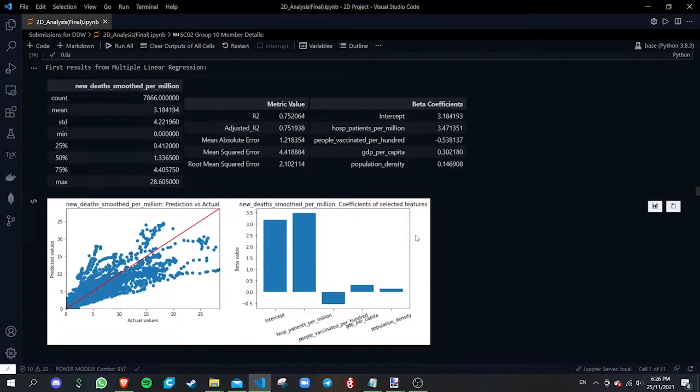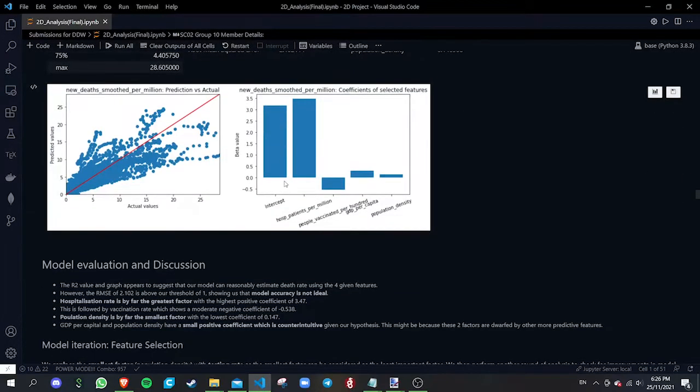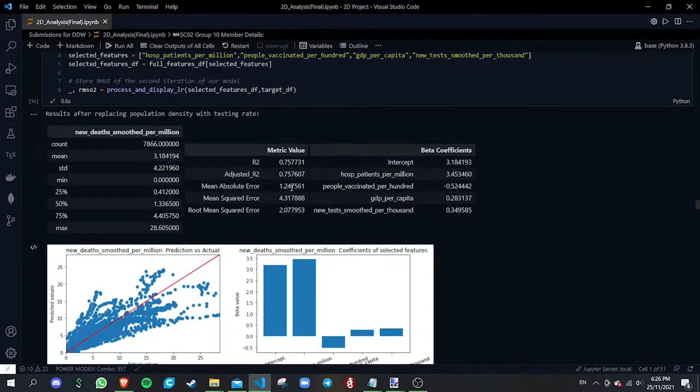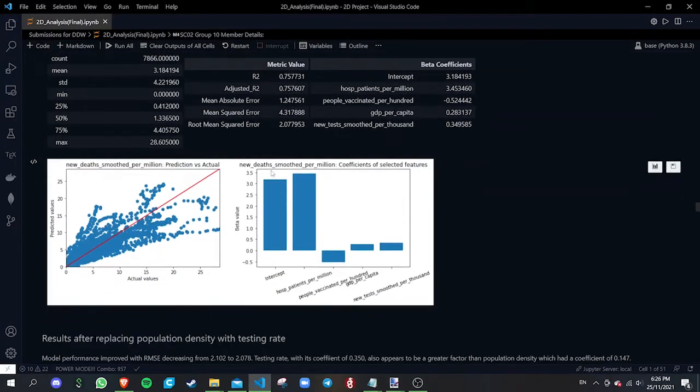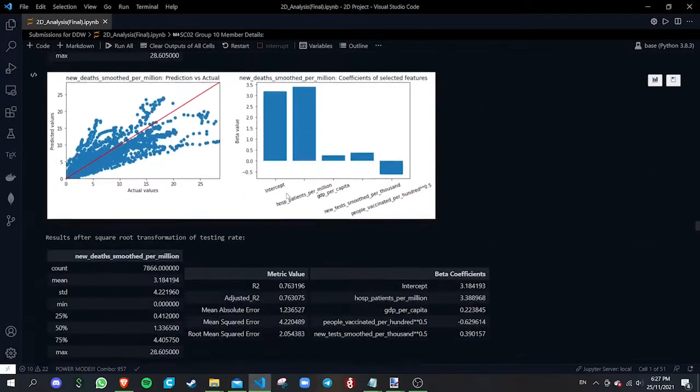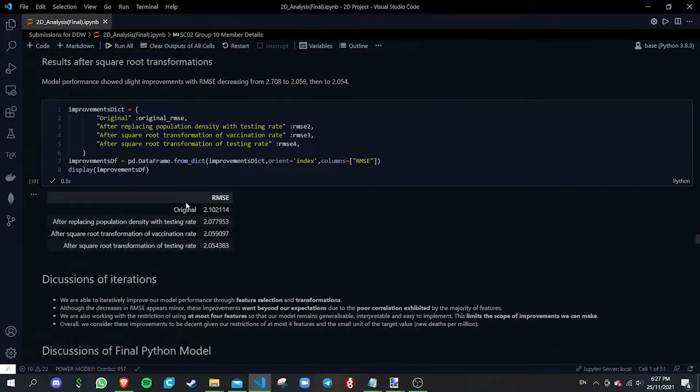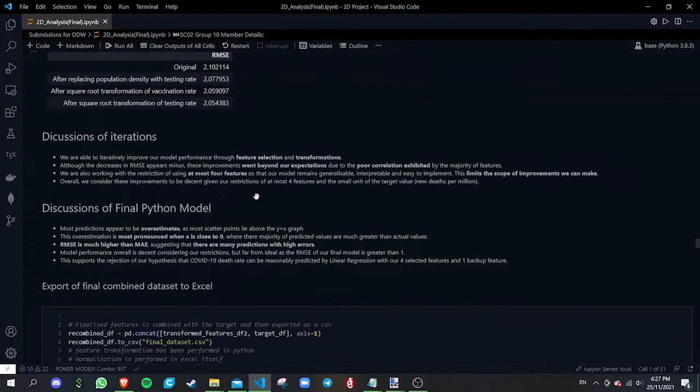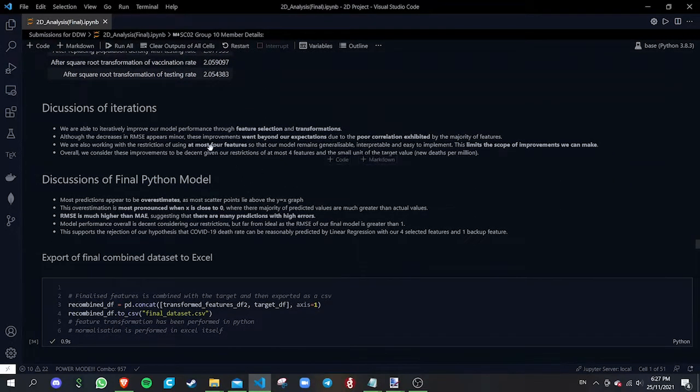Here we perform the predictions and subsequently iterated over the original prediction by performing some feature selection and transformation techniques. And eventually, we managed to decrease the root mean squared error. So we made the assertion that it is difficult to predict death rate using the features that we have selected.